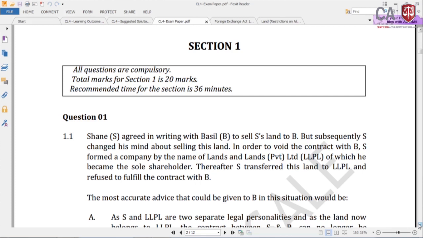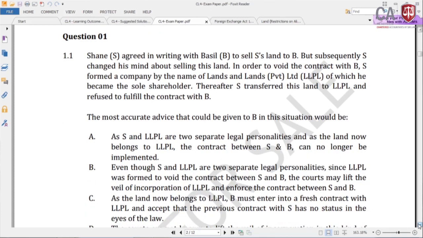So it's a recommended time, it's not compulsory, but if you finish early you can go to the second section, or you may even leave certain questions that you are not so sure about, to answer them later when you come back after answering the other sections. So if you still have time, you can do the rest. Now let's start with a question.